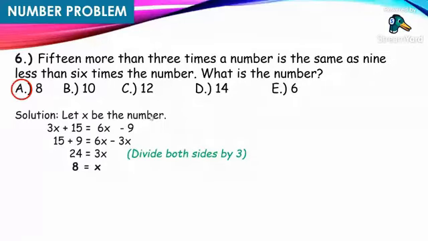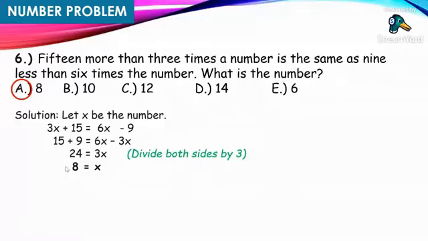Okay, so solution, let x be the number. So first statement natin, 15 more than, so that is plus 15, 3 times a number, so that is 3x, is the same as, that is equal, 9 less than, minus 9, 6 times the number, so that is 6x. So combining like terms, we have 15, lipat natin si negative 9, magiging plus 9. So 15 plus 9 is equal to 6x minus 3x. So 24 is equal to 3x. Divide both sides by 3, so x is equal to 8.